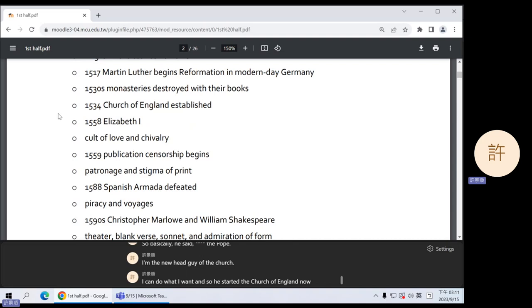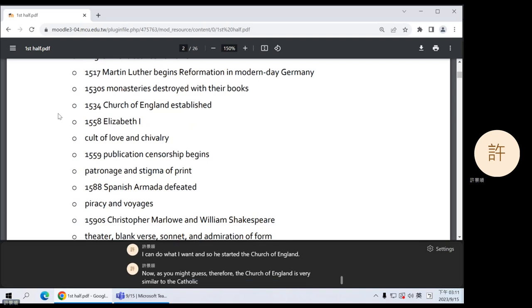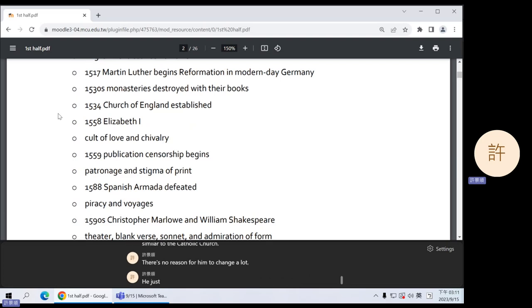Now, as you might guess, therefore, the Church of England is very similar to the Catholic Church. There's no reason for him to change a lot. He just needed to change two things. Who is the head of the church? And can you get a divorce? Everything else is basically the same.